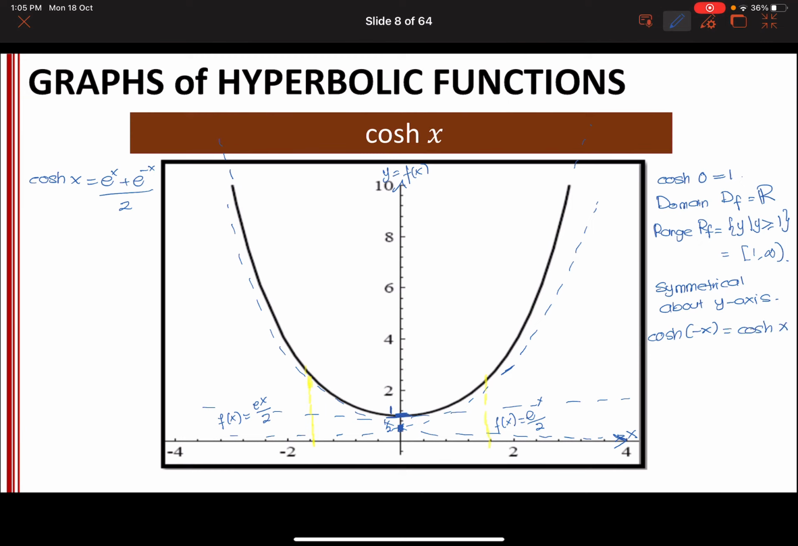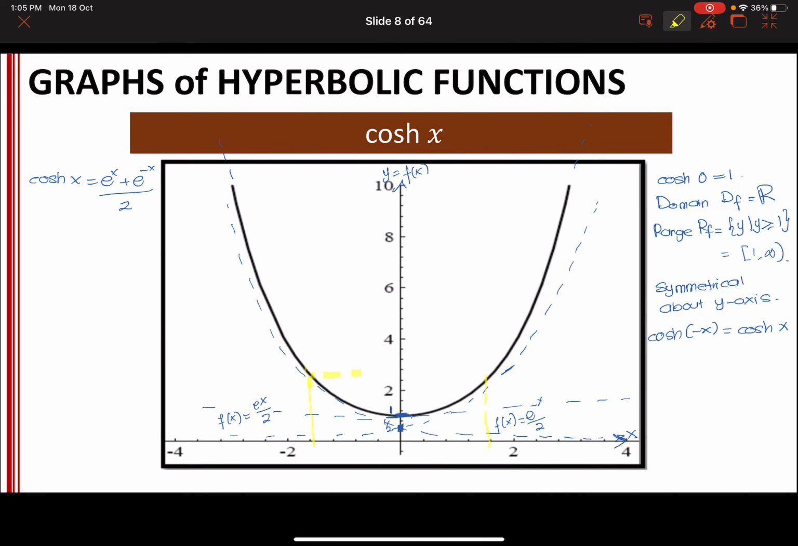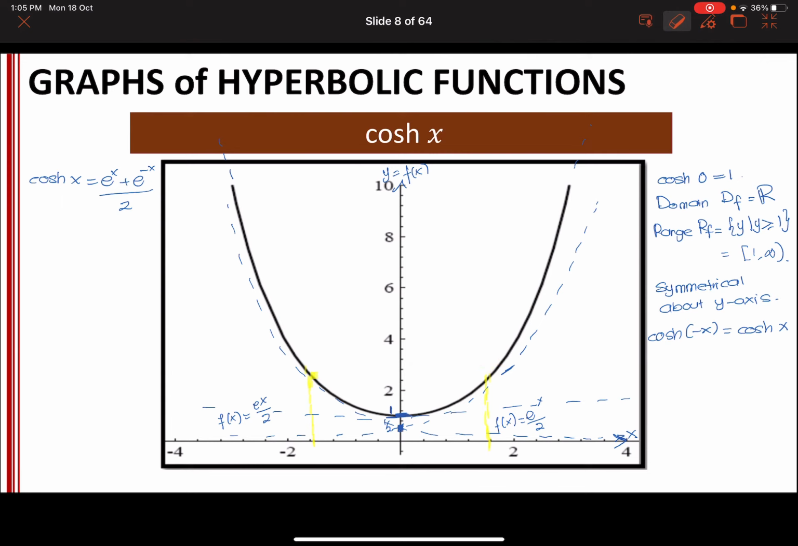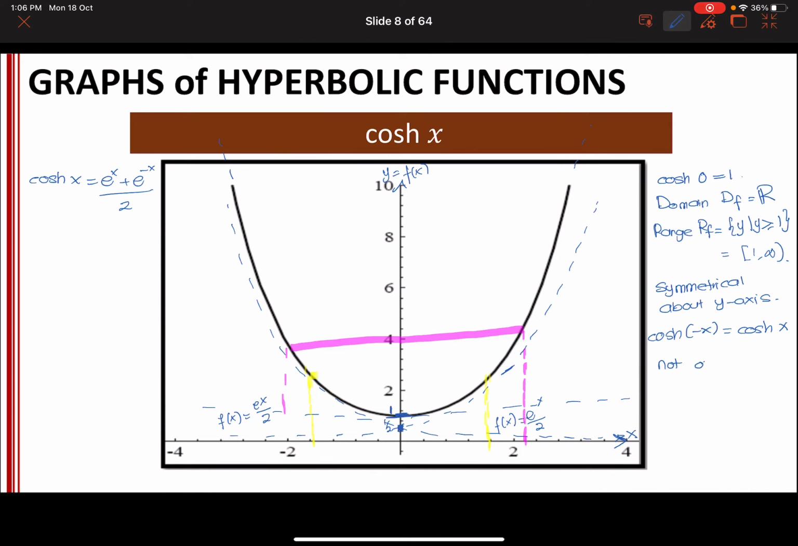So is it one-to-one? It is not one-to-one, because let's say I take this value here, you can see that I have two values of x. Or maybe I just take, for example, 4. If I take my f(x) equal to 4, I have two values of x. So it is not one-to-one.